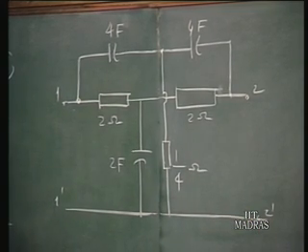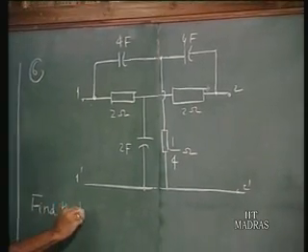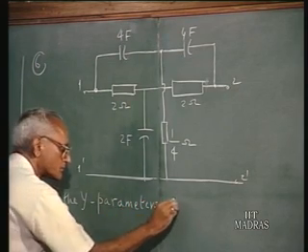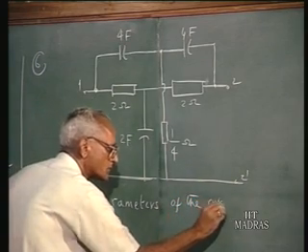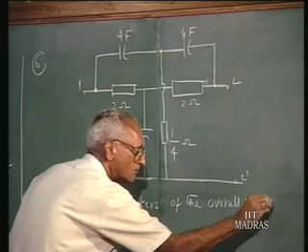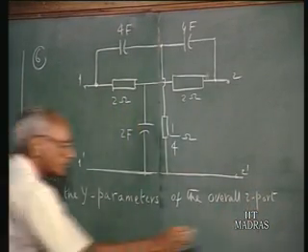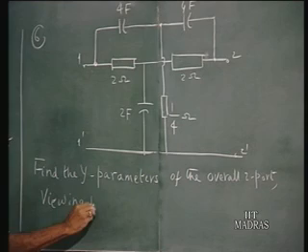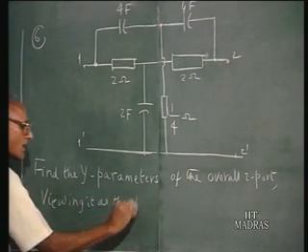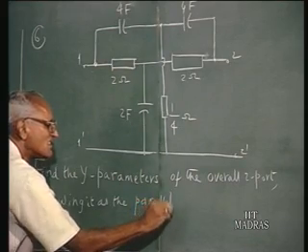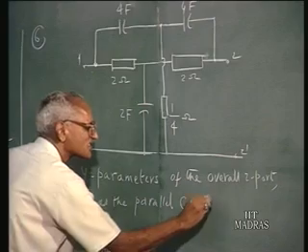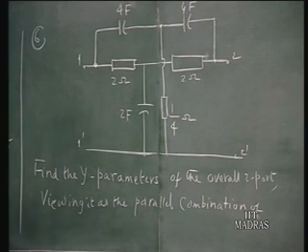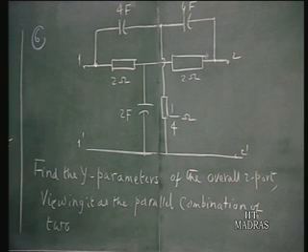So, the question is find the y parameters of the overall 2 port, viewing it as the parallel combination of two-port networks.